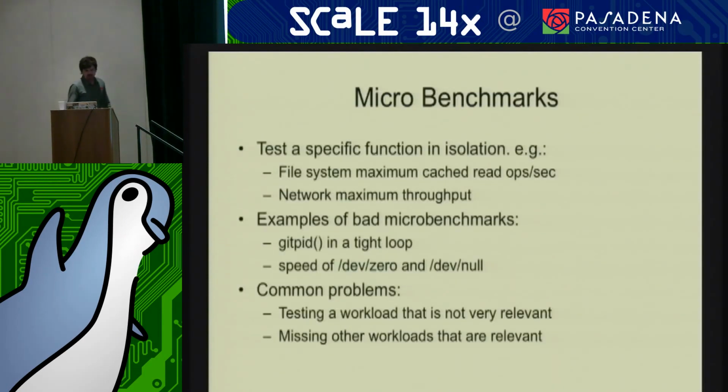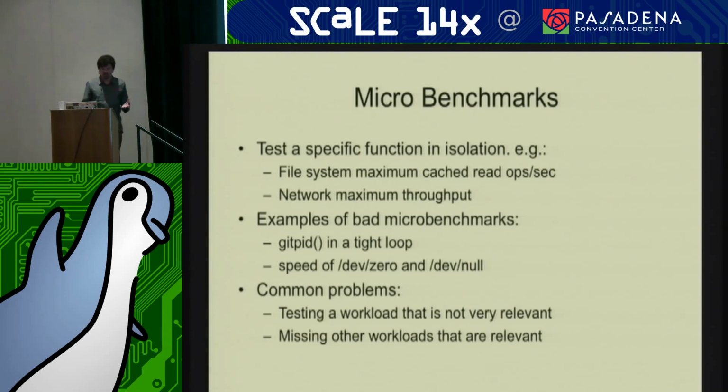Just to go through the types of benchmarks quickly, some micro benchmarks. These are the ones that test a specific function in isolation. So, file system maximum cached read operations per second, or network maximum throughput. These are pretty useful because they're easy to debug. If you're trying to understand why a micro benchmark has regressed, there's not that much on the analysis table to get to the bottom of.